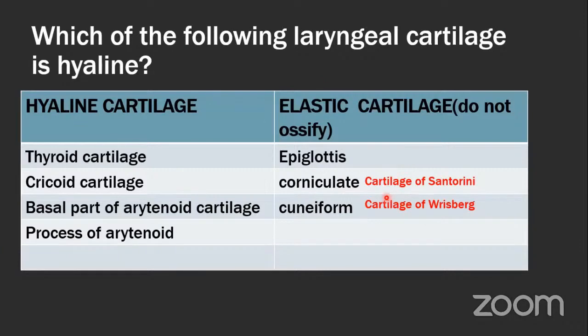They do not ossify. Epiglottis is elastic. Corniculate, otherwise called cartilage of Santorini, is elastic. And cuneiform, otherwise called cartilage of Wrisberg, is also elastic. So this slide you have to remember because it is usually asked in exams.